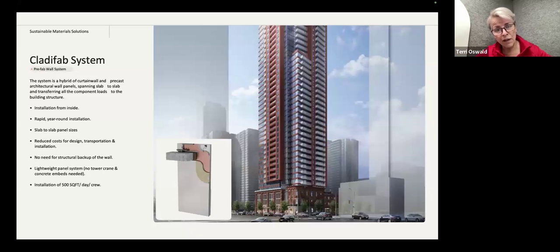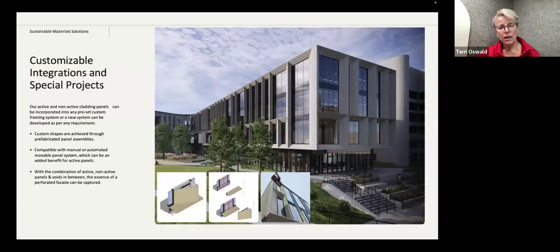It's the same thing with our Claddifab system. Same installation method. It is a slab-to-slab connection, but it is a full wall assembly. So you have your exterior, you have your insulation, your vapor barrier, your fire stop. So all of the components are integrated directly into the panel. And again, no tower crane required, installed from the inside, all the same advantages to our previous system.